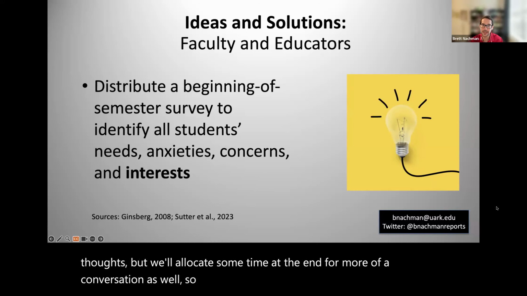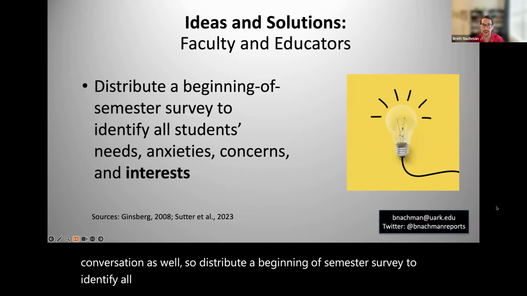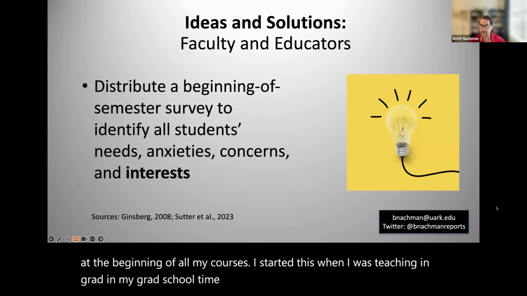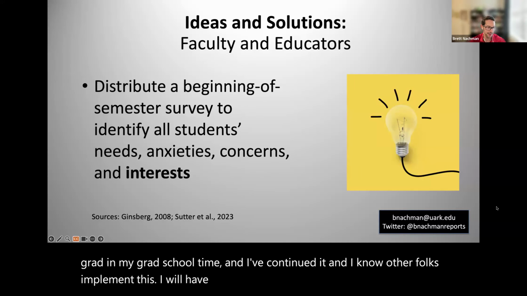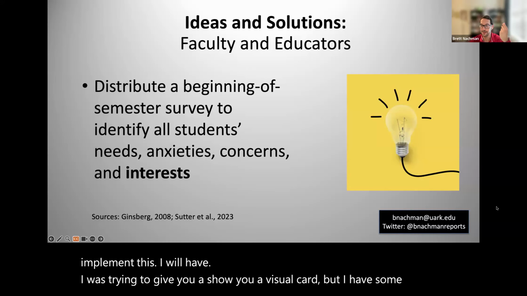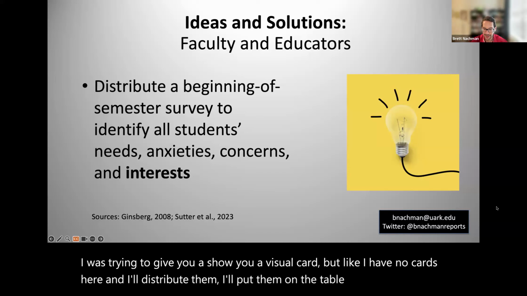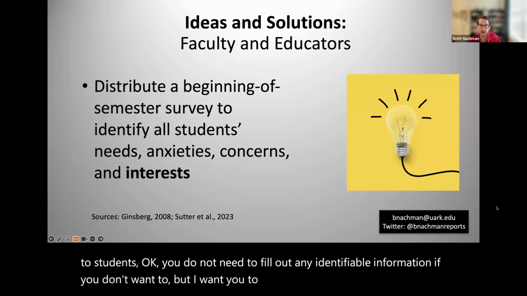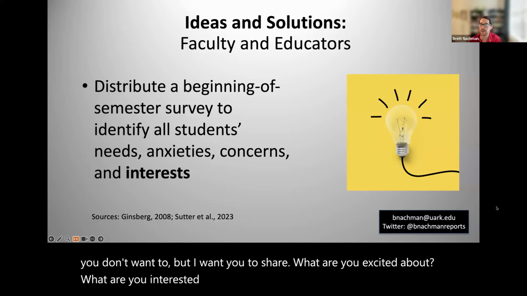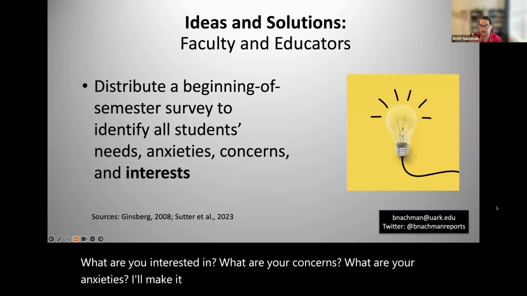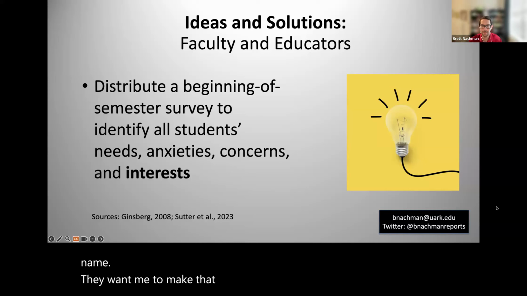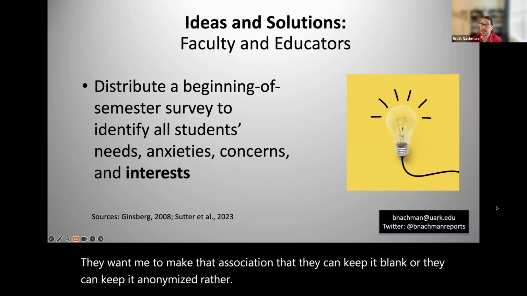So: distribute a beginning of semester survey to identify all students' needs, anxieties, concerns, and interests. What I do at the beginning of all my courses, I started this when I was teaching in my grad school time, and I've continued it, and I know other folks implement this. I was trying to show you a visual of a little note card, but I have some note cards here, and I'll distribute them. I'll put them on the desks, and I'll say to students, you do not need to fill out any identifiable information if you don't want to, but I want you to share, what are you excited about? What are you interested in? What are your concerns? What are your anxieties? I'll make it pretty straightforward. They'll list some details on one side and some details on the other side. They can write their name if they want me to make that association, but they can keep it anonymized. And then I curate them at the end of class.